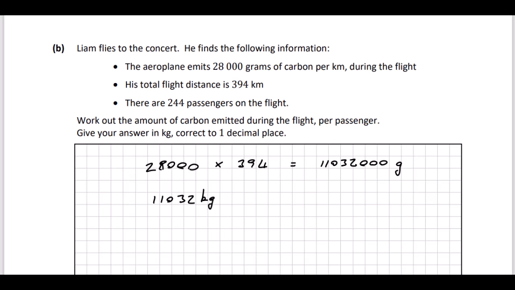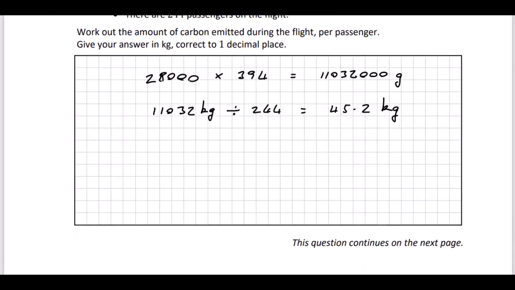And you've got to work out the amount of carbon emitted during the flight per passenger. There are 244 passengers, so we're going to divide by 244, and that'll give us 45.2 kilograms. And that's it for part B. Let's look at part C.